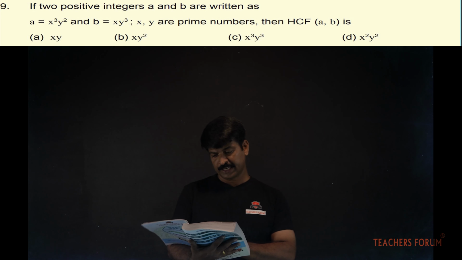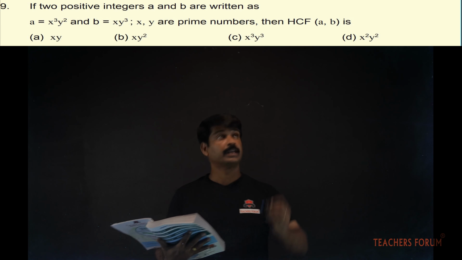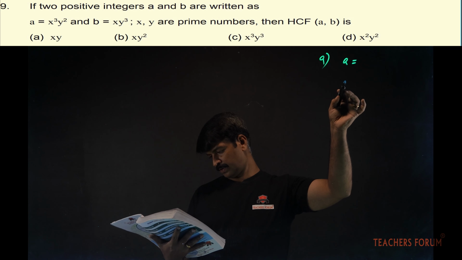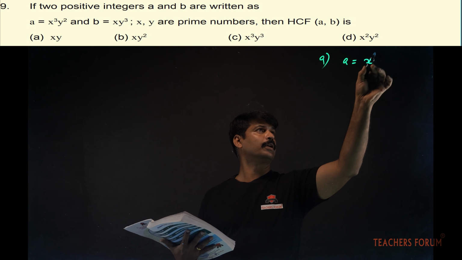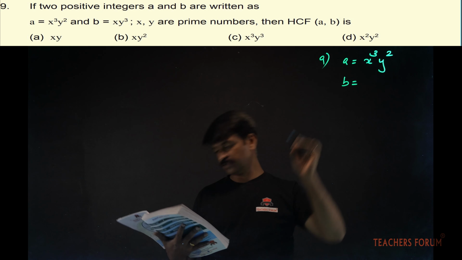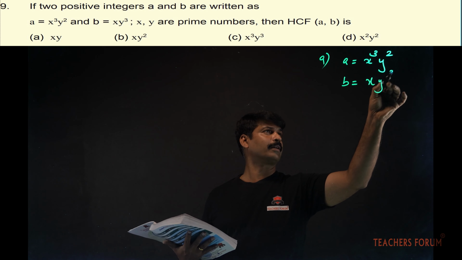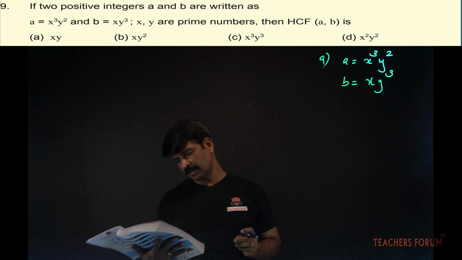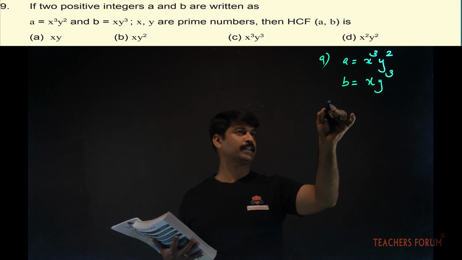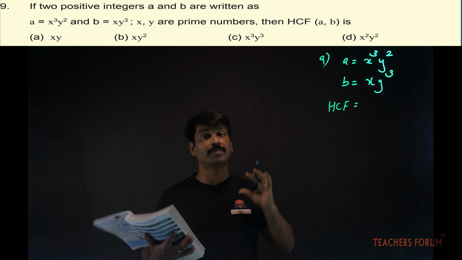Next one. If two positive integers a and b are written as a equals x cube into y raised to 2, b equals x y cube, where x and y are prime numbers, you have to find the HCF of a and b. You know how to find the HCF. We have seen that already. HCF is the highest common factor.